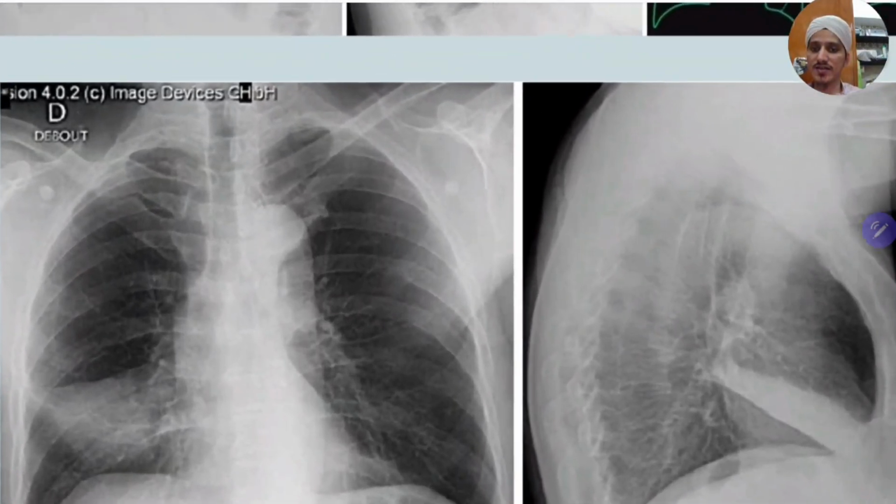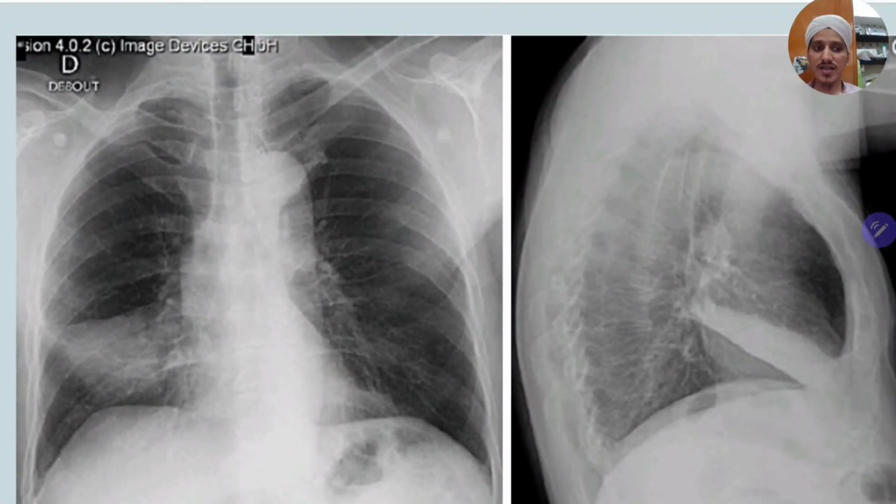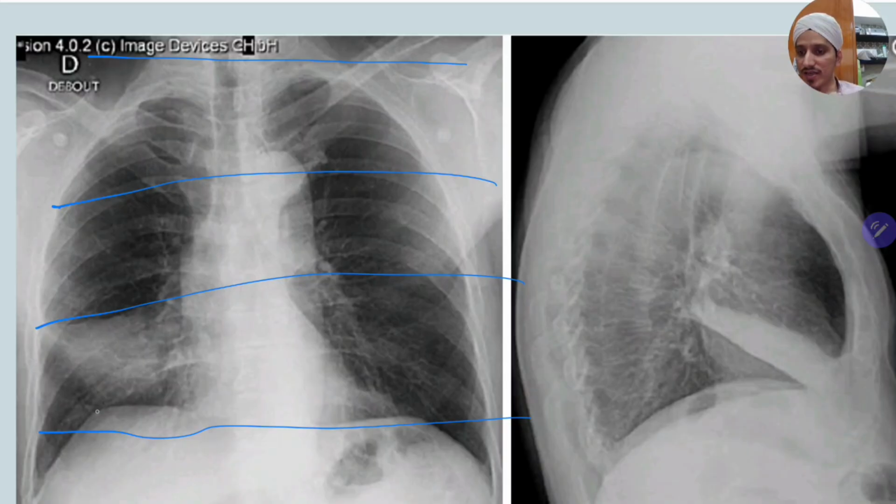Now we'll see this X-ray. First we'll see, then we'll analyze whether we were right or wrong. You can see here, this is the trachea. If you divide the lungs again, 1, 2, 3, you can see slight tenting of this diaphragm, and this is the opacification. You can see the border also.